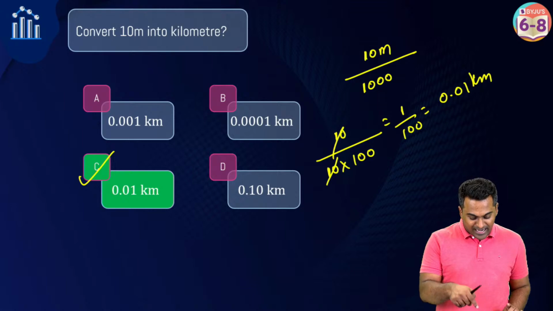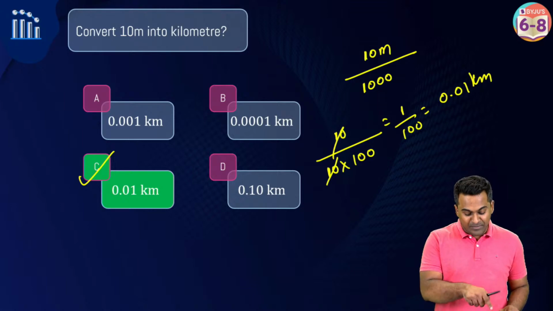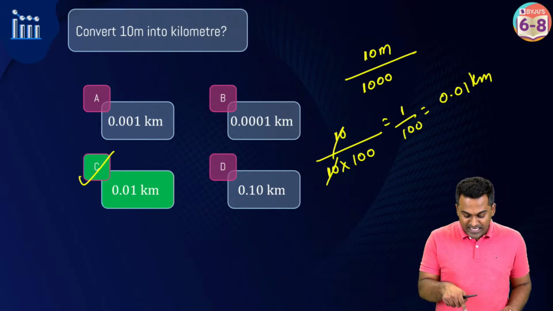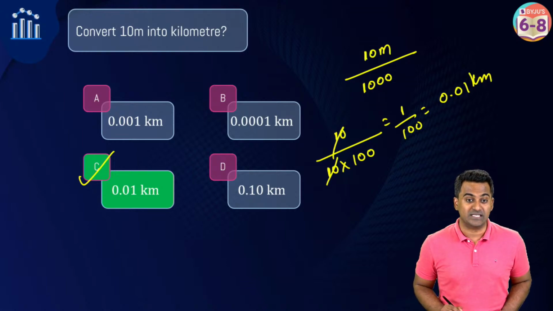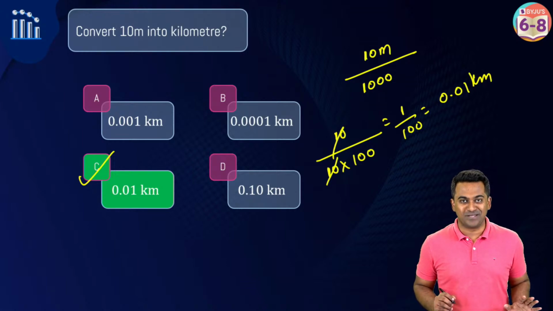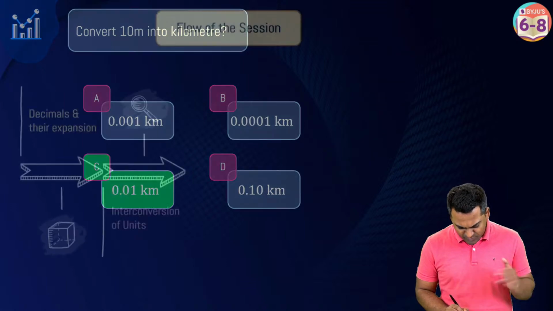Maybe some calculation error must have happened so that all of you gave A as the correct answer. It would have been right for a different number, but 10 meters, if you want to convert it to kilometers, you divide 10 by 1000, and when you do that, you get 0.01. Now I hope this is fairly simple and clear. Let's move on to the next one now.